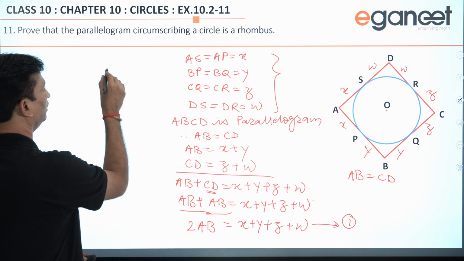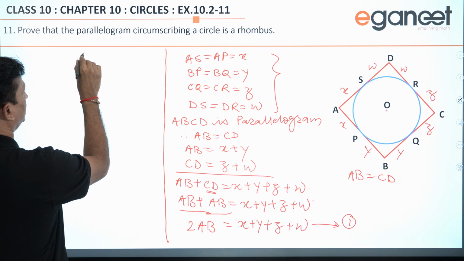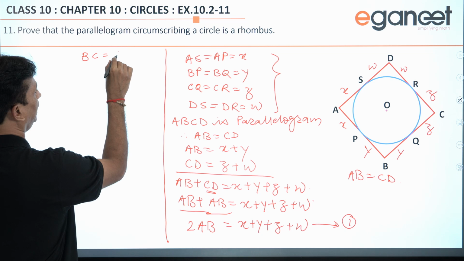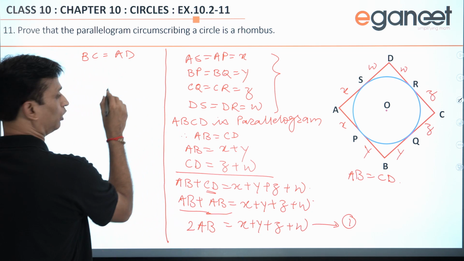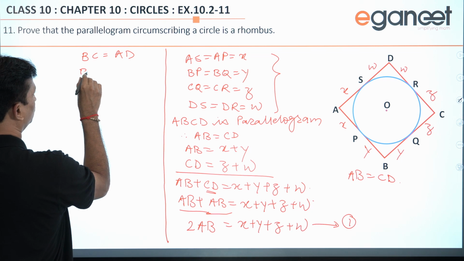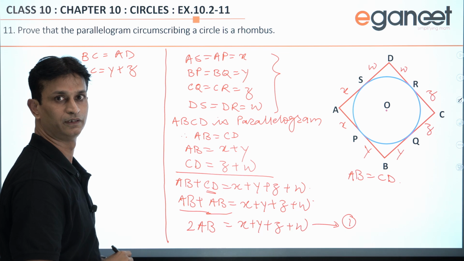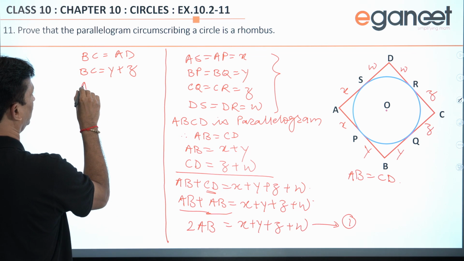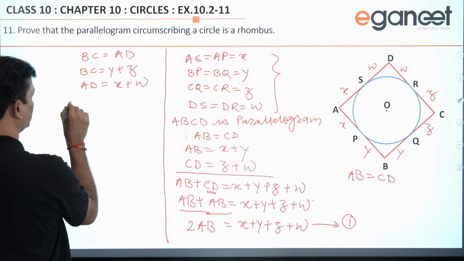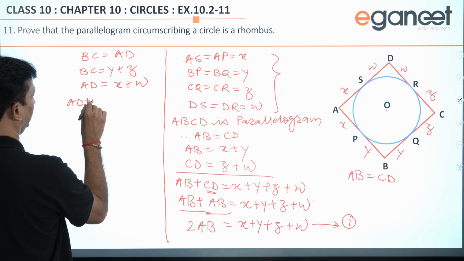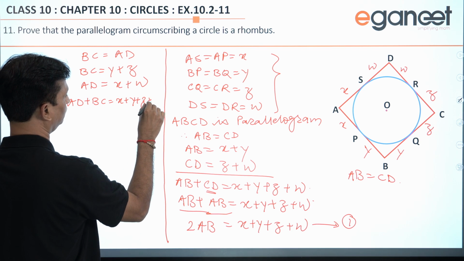Similarly, I can say BC equal to AD, that is, opposite sides of the parallelogram are equal. Now what will be BC? BC equal to y plus z, and what is AD? AD is nothing but x plus w. So on adding these, AD plus BC will be x plus y plus z plus w.